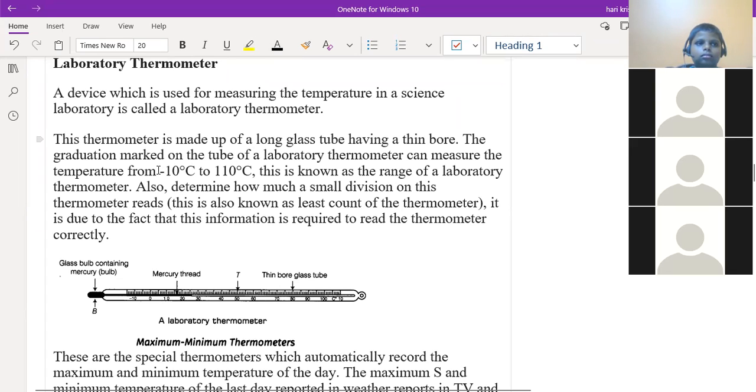So what is the range of the laboratory thermometers? -10 degrees Celsius to 110 degrees Celsius.